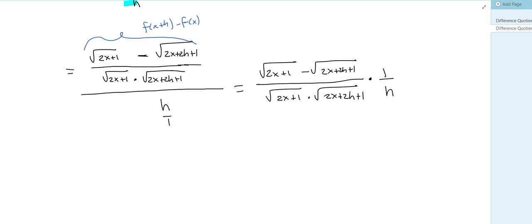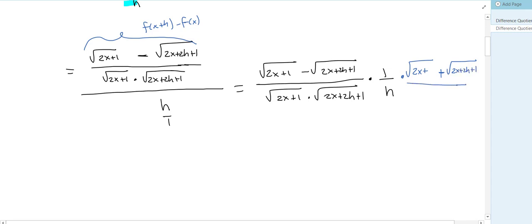Okay, so now I do have the difference of two radicals here. So now I can use the conjugate. So I'm going to multiply by the conjugate, which will be the square root of 2x plus 1 plus the square root of 2x plus 2h plus 1. For the conjugate, we change the sign of the original. So that's a minus, so in the conjugate, it becomes a plus. And you do top and bottom.